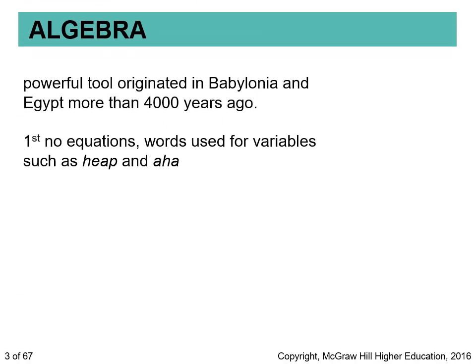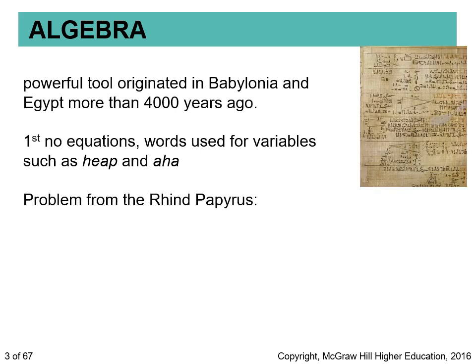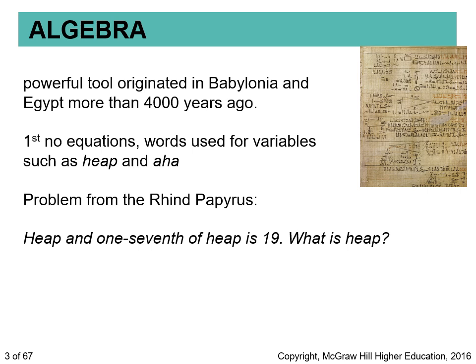Algebra is a powerful tool that originated in Babylonia and Egypt more than 4,000 years ago. At first, there were no equations. They used words for variables such as heap and aha. A problem from the Rhind papyrus said, heap and 1/7 of heap is 19. What is heap? So even without the idea of variables or algebraic symbols, they had algebra.